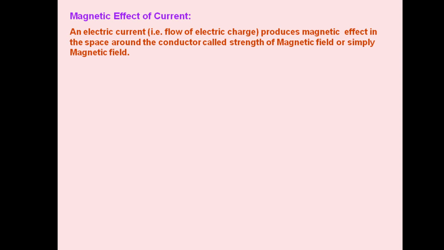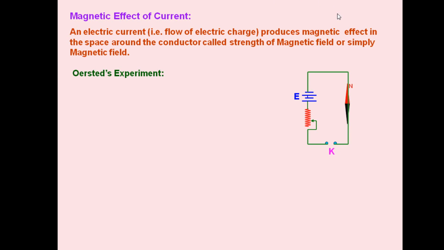This was explained by Oersted's experiment. There was a cell or battery connected with a circuit containing a wire, below which we have kept a magnetic needle. A magnetic needle is a device which is very sensitive towards a magnetic field. Whenever a magnetic field is experienced by this needle, it shows deflection. Right now no current is passing in this conductor because the key is off. When we close this key, current will start passing through the conductor. Let's see what happens. See, when current is passed through the conductor, the magnetic needle is showing deflection.